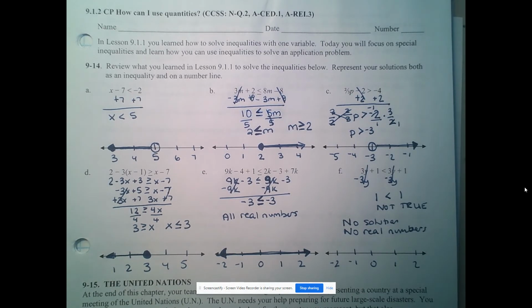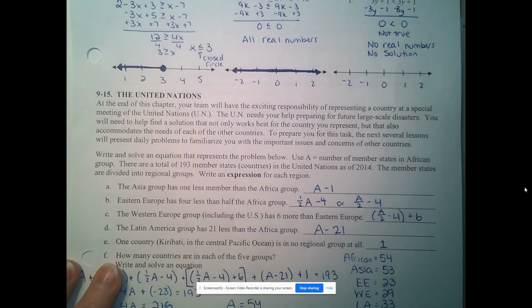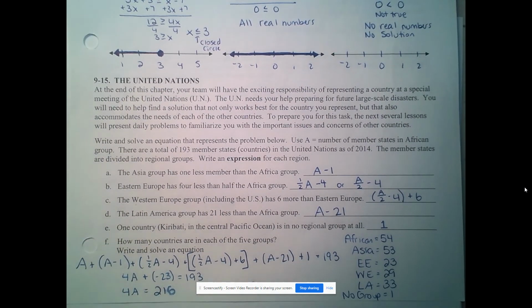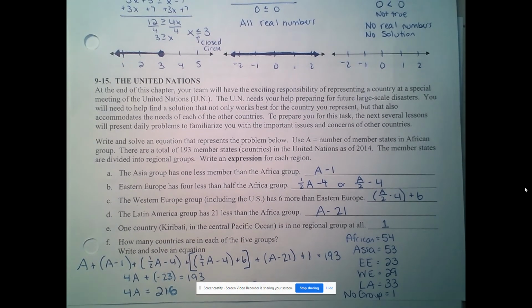So I do want to explain question 9-15, which is the question that says United Nations. And this one says, at the end of this chapter, your team will have the exciting responsibility of representing a country at a special meeting of the United Nations. The UN needs your help preparing for future large-scale disasters. You will need to help find a solution that not only works best for the country you represent, but that also accommodates the needs of each of the other countries. To prepare you for this task, the next several lessons will present daily problems to familiarize you with the important issues and concerns of other countries.